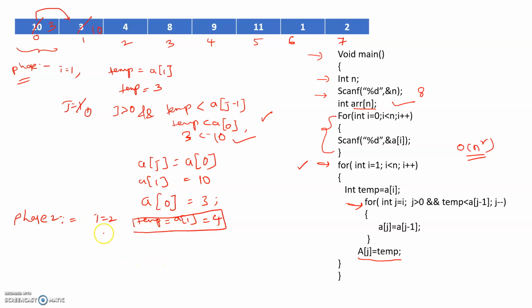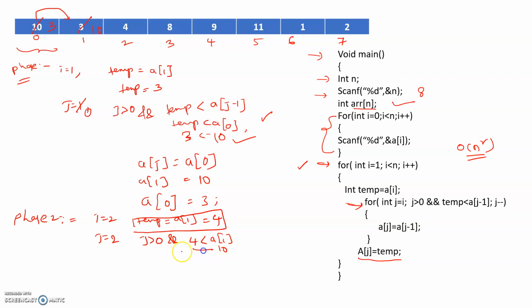So I am going to do the comparison. J equals to, that is equivalent to I. So 2, j greater than 0, condition true, and temp is 4 less than, and I am having a of j minus 1. J minus 1, j is 2, 2 minus 1 is 1. A of 1 value is what? After doing the swapping, 10. So I am comparing with this. This is also true. I am going to enter into the loop.